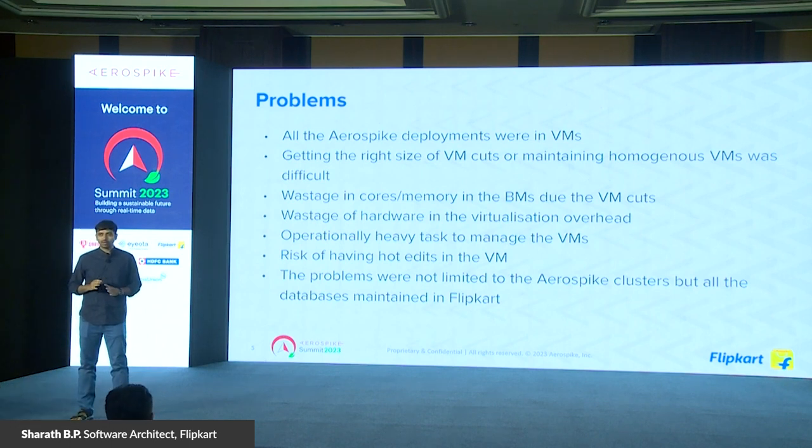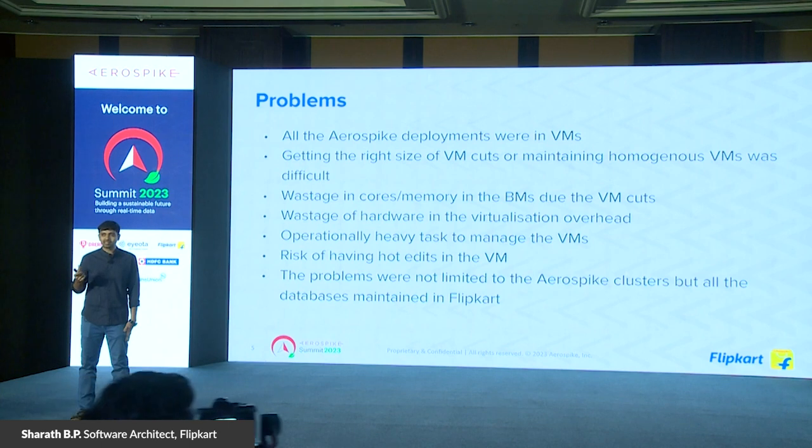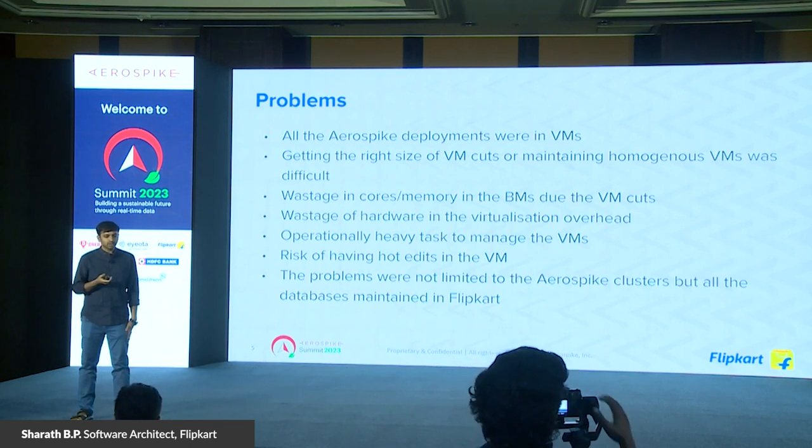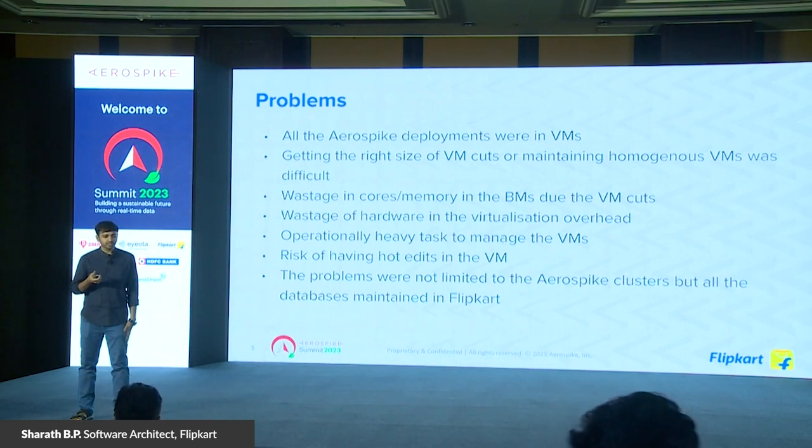First of all, they were all VM-based deployments. With VMs, as you already know, getting the right size is hard. It's an on-prem setup. We have two on-prem data centers, and we also host on one public cloud. It's very difficult to get the right size of VM cuts, and maintaining homogeneous VMs in a cluster becomes very difficult as the generation of hardware changes. We also tend to waste cores and memory if the VM cuts are not correctly placed on bare metal, and the hypervisor also causes certain hardware wastage.